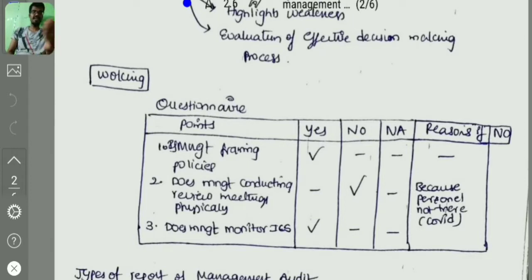The management audit questionnaire can be seen as follows: is management framing policies? Yes. You can tick yes. Is the management conducting review meetings physically?